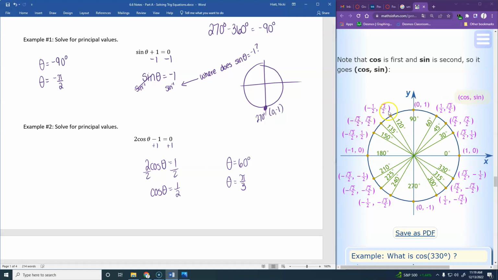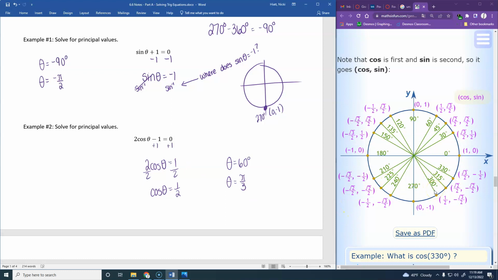At 120, you've got negative 1/2. So it would not be that. Now, it is true that 300 also works. So why did I not put 300 as an answer? Cosine is first and second quadrant, so that is not a principal value.